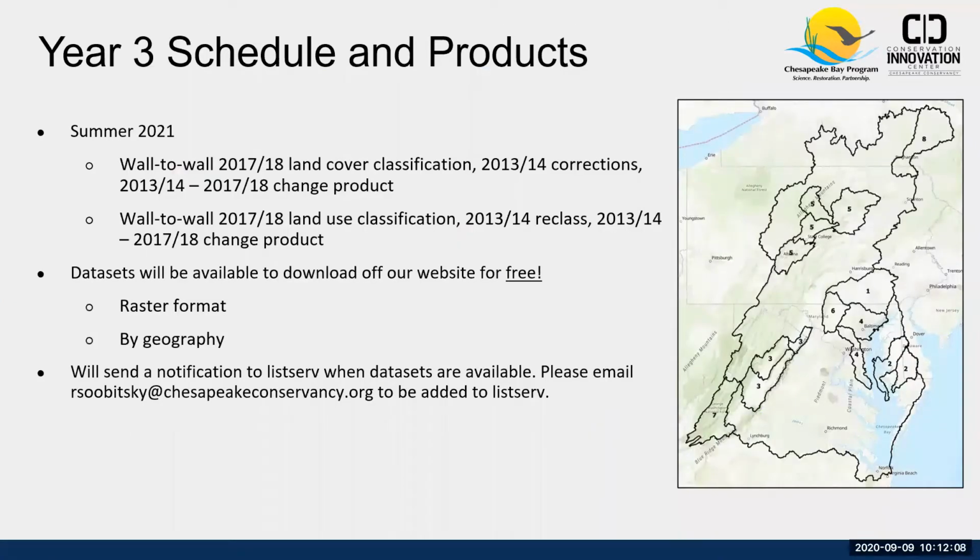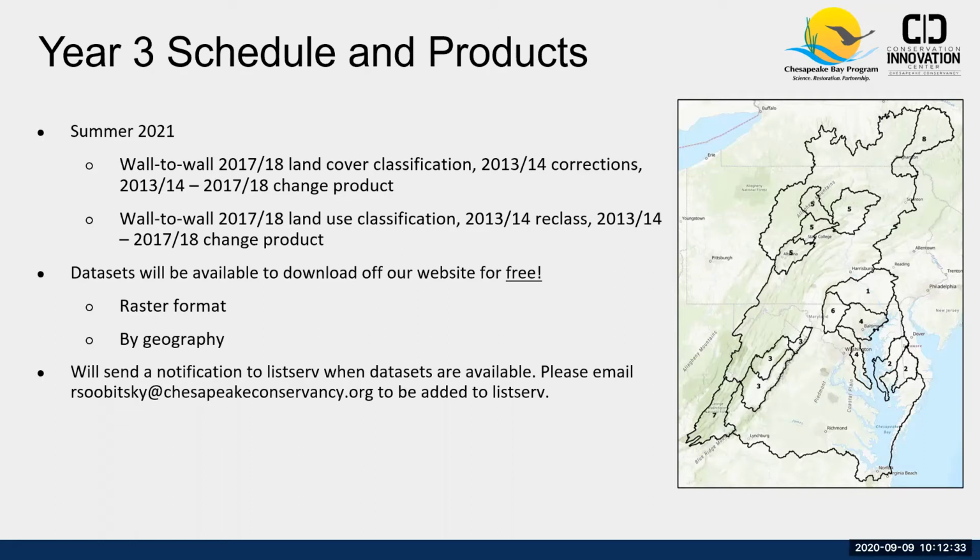So year 3, that's the year that we are in now. So these are the deliverables that you can expect. In summer 2021, it's a big year. We will have the wall-to-wall, so the entire Chesapeake Bay watershed, new land cover classification for 2017 and 18. We will also go back and correct the 2013 and 14 land cover for any mistakes that we may have missed in the last production.